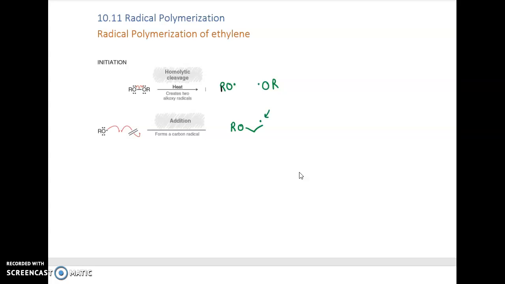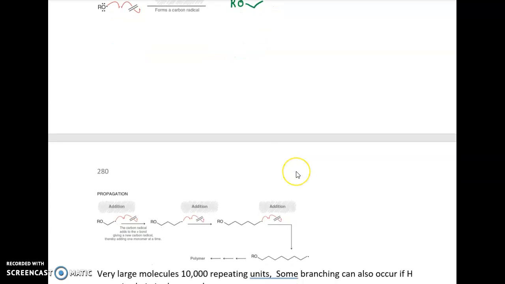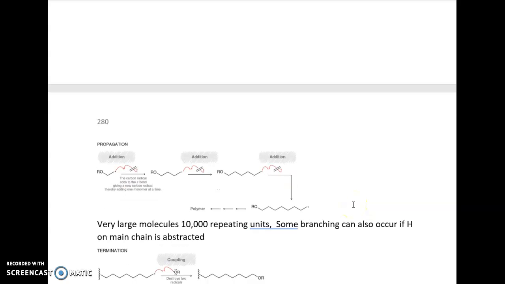And then that can react with another ethylene, and you just get a chain. You keep adding carbon units, and you can get a very long polymer. Very large molecules of 10,000 repeating units. You can also engineer in some branching if you want to.